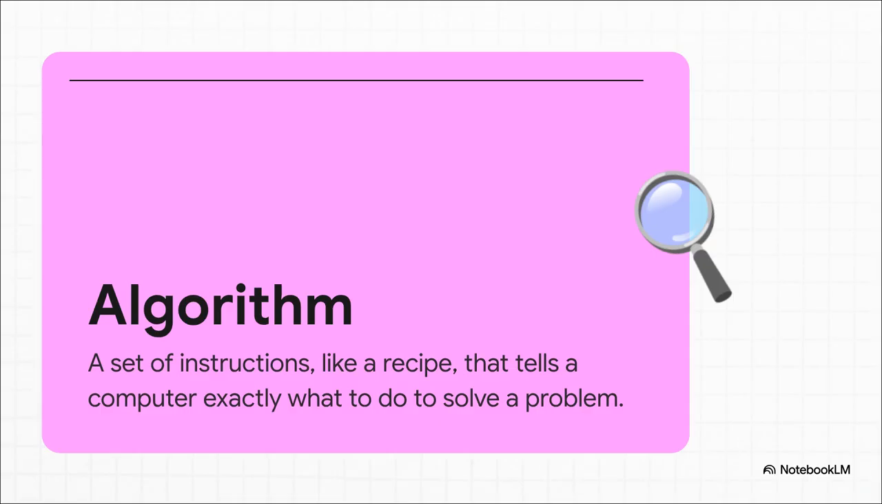So for this explainer, we're going to track one specific algorithm. Its job sounds super simple. Just find the largest and smallest numbers in a list. But as you're about to see, even the most basic instructions can hide a really critical flaw.